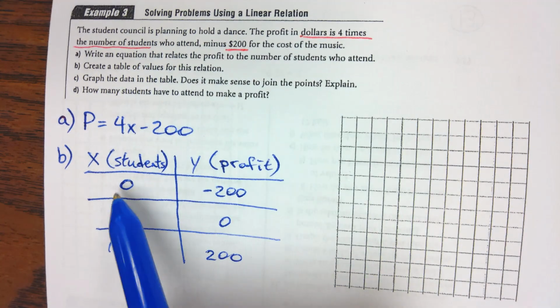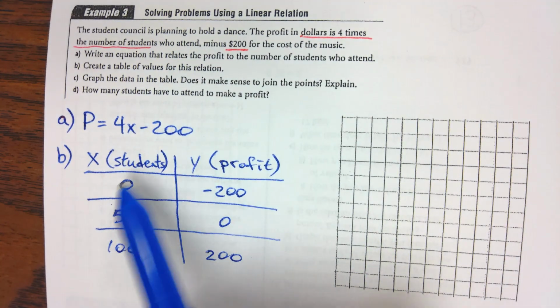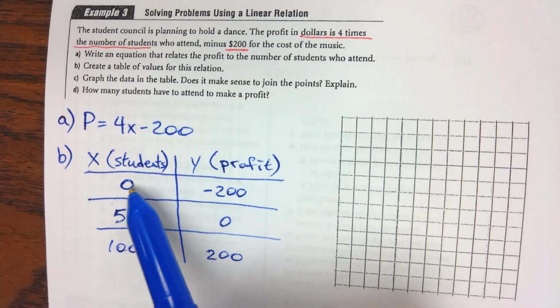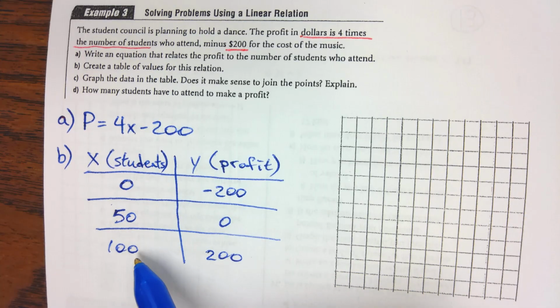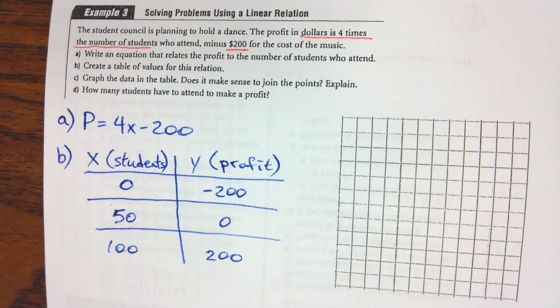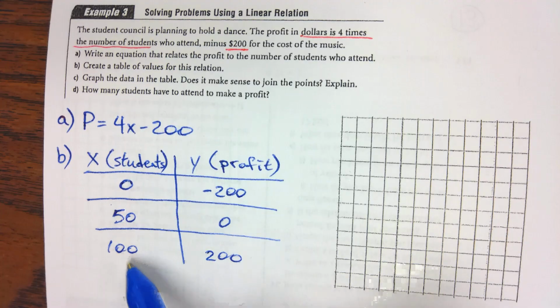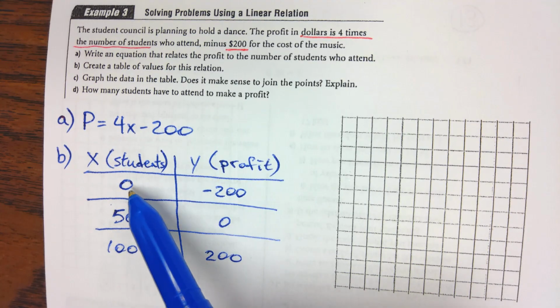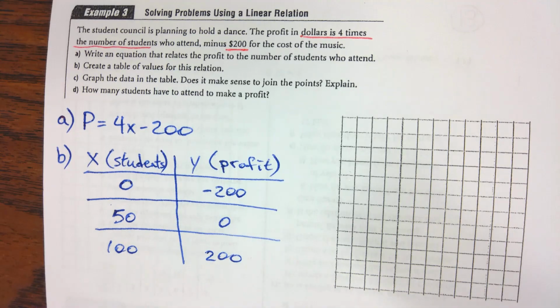Right? So remember when you create your table of values, you can come up with your x value and then use your equation to solve for y. A lot of people have trouble with that step because they don't see any numbers and then they don't know which number to go with. So choose any number. Right?